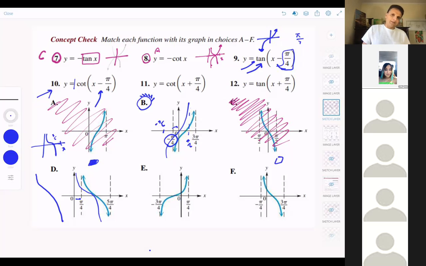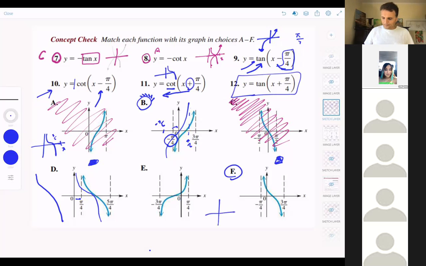All right, so D is correct. What about 11? We are dealing with cotangent. The graph of cotangent is like this. Plus pi over 4, we shifted to the left, which will be this one, F. And the last one is tangent of x plus pi over 4. Tangent, we love it. Now it looks like this. Pi over 4 plus, we go to the left. It will be something like this, which is E.